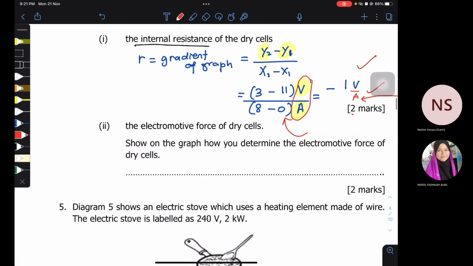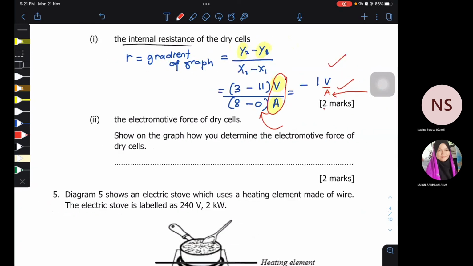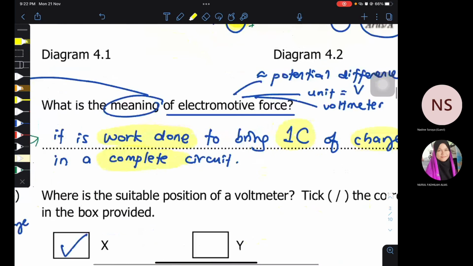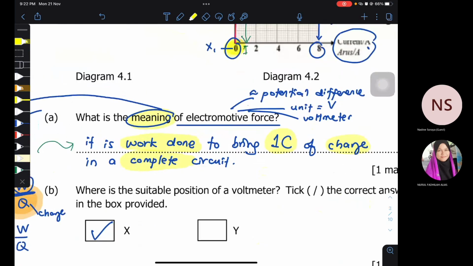Rugi ya. Okay, number 2, the electromotive force. Okay. So, kat sini 2 markah tapi no calculation needed. Kalau you tengok kat sini, dia tak ada ruang untuk calculation pun. Sebab ini dia nak tengok you punya understanding kan. Tapi 2 markah given if you know what to do. Sebab soalan kata show on the graph. So, how do you obtain the value of EMF? So, ini akan balik kepada what we understand about EMF. So, that's why kat sini very important. Once you know the definition, so you know mana nak cari.